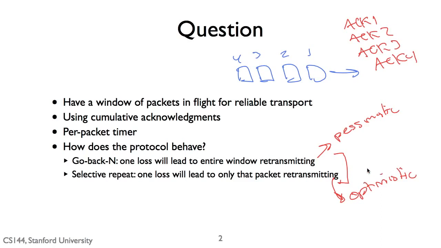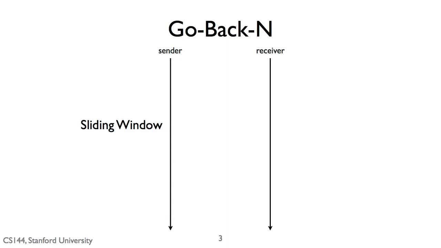So where go back N assumes that if one packet is lost, all of them are lost in the window, selective repeat assumes that if one packet is lost, only that packet was lost. So in selective repeat, if we lose a packet, it's not acknowledged, we'll retransmit that packet and only that packet. So let's look at what go back N looks like, or what's the behavior that you see.